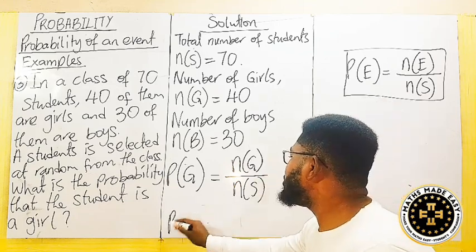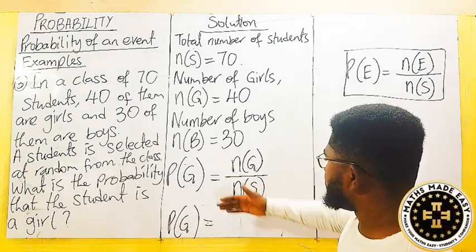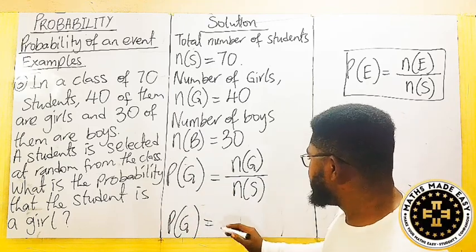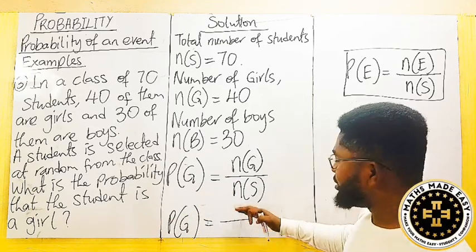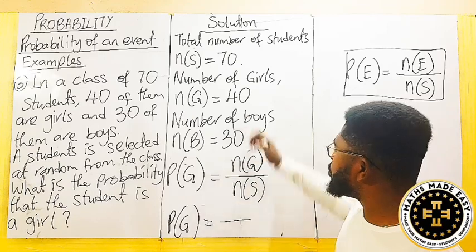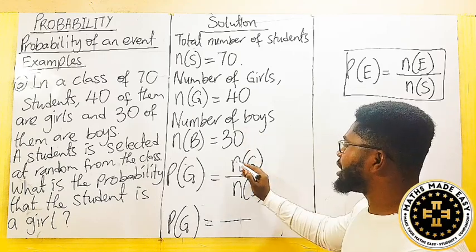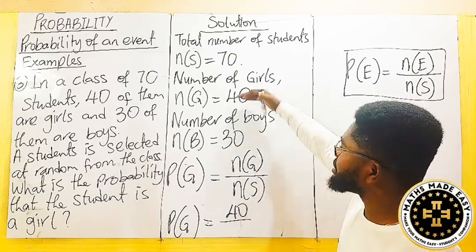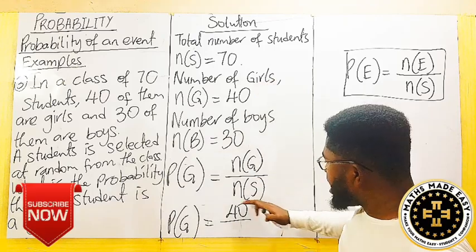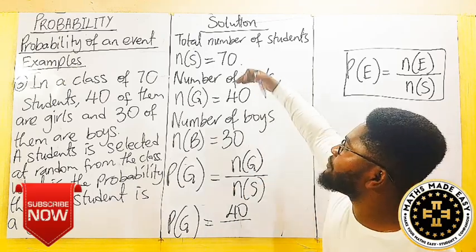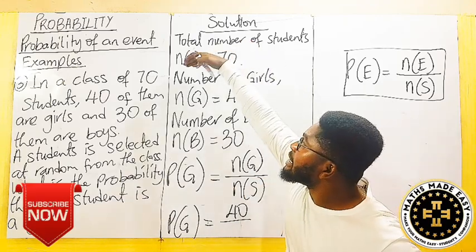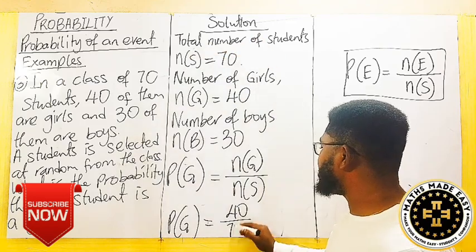So now probability of getting a girl. Probability of girls will now become, let's draw the division line. Number of girls alone is 40. So don't forget, in place of N of G, number of girls, we put 40 because that is 40. Then here, denominator here, number of sample space is 70, so 70 down here.